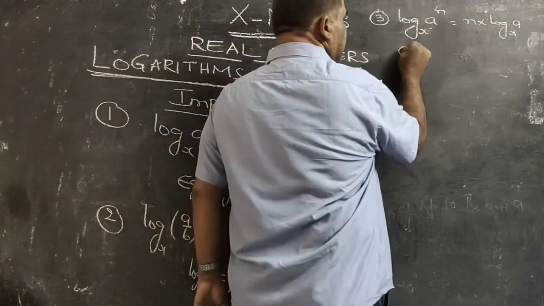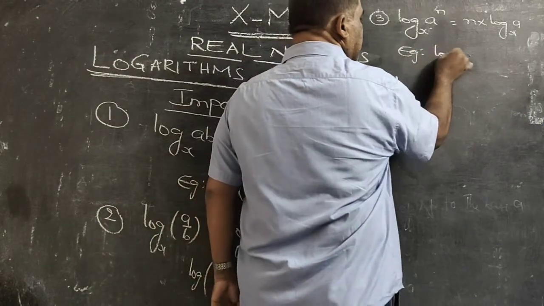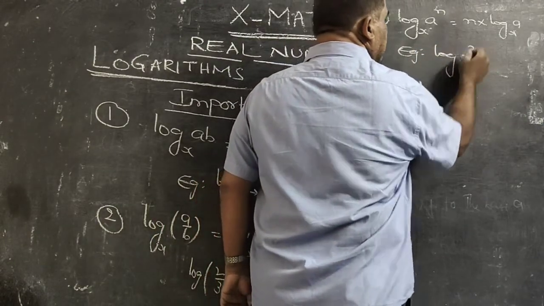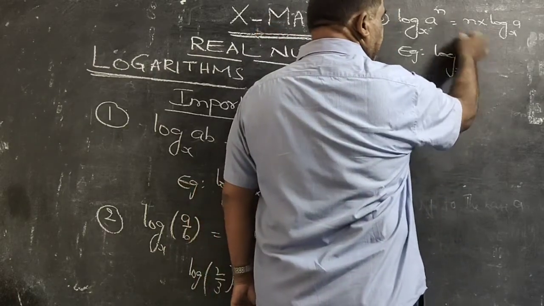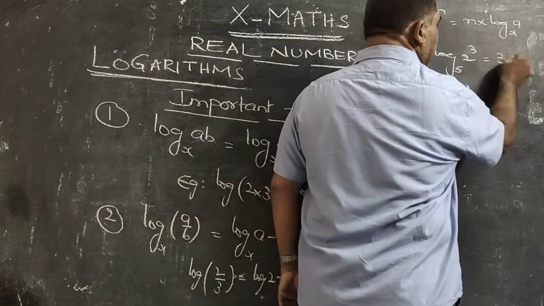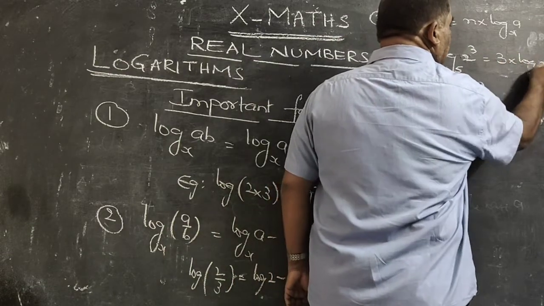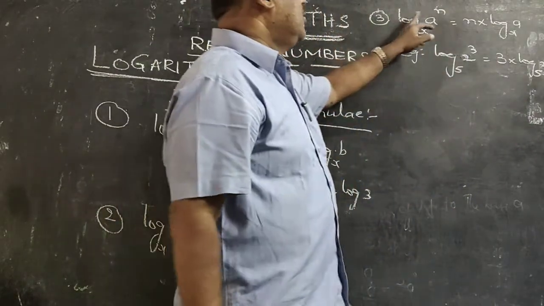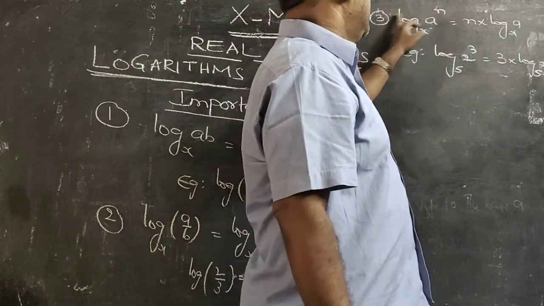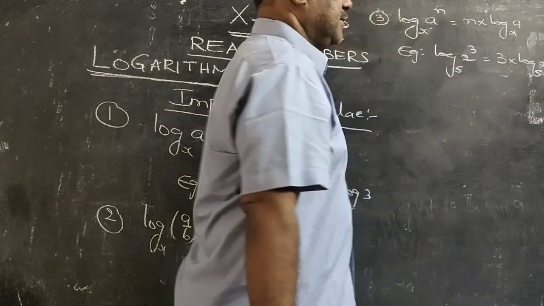For example, log 2 cube, base is 5. If the number has a power, then it comes as a coefficient. It will become 3 into log 2 base 5. This 3 comes here. That is the rule. Log A to the power n is equal to n into log A base x.